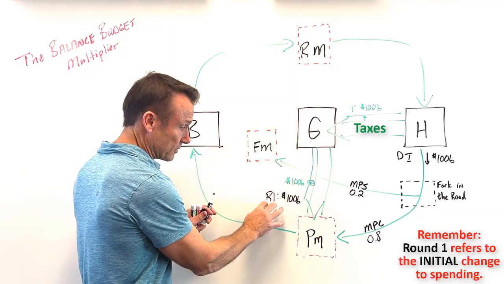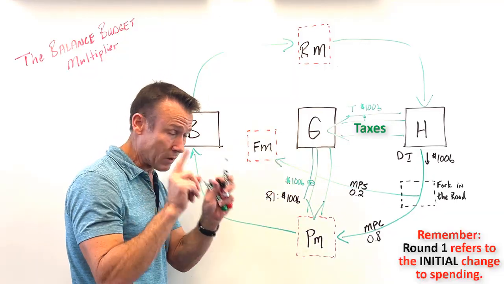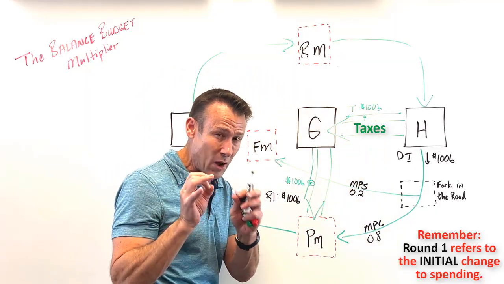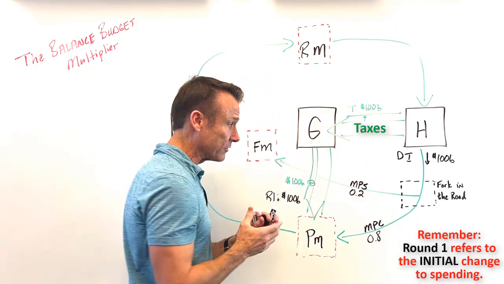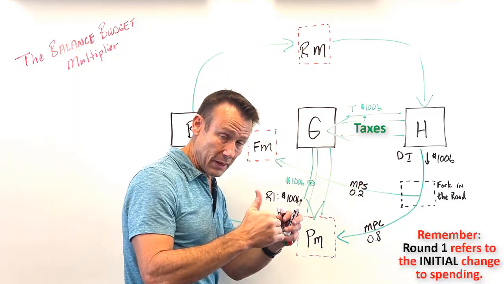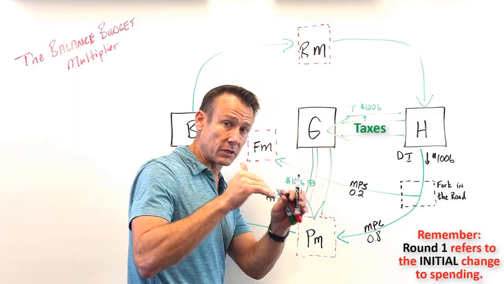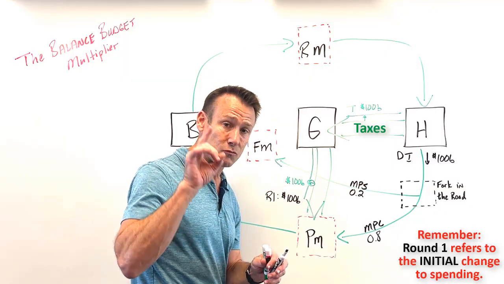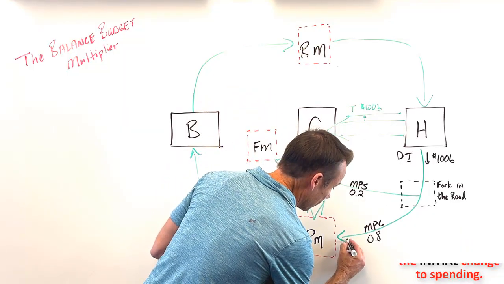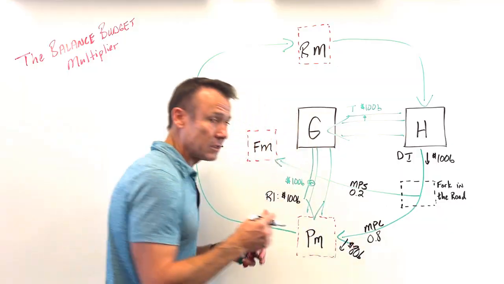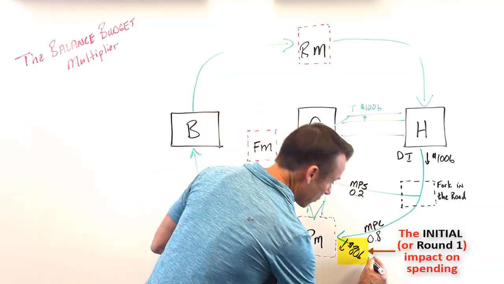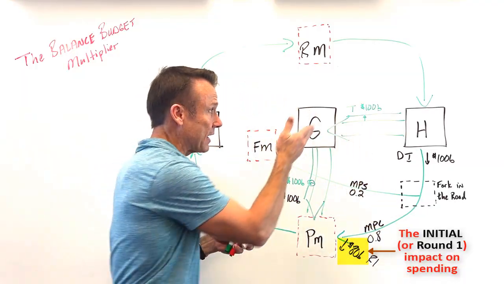I've already done the government purchases. The government purchase round one impact was $100 billion. Right now, I'm on the tax change, so forget about this for right now. I'm doing the round one impact of just the tax change. Again, disposable income goes down by $100 billion. Savings is going to go down by $20 billion, which means consumption is going to go down by $80 billion, and that is the round one impact of the change in taxes. So let me say that again. We're going to see a reduction of $80 billion in spending as our round one impact of that change in taxes.